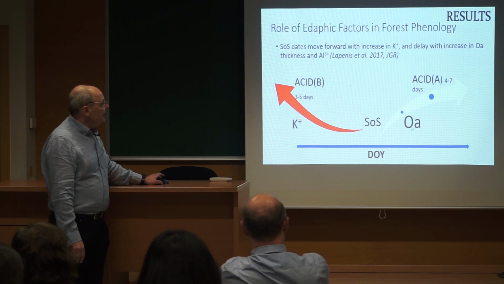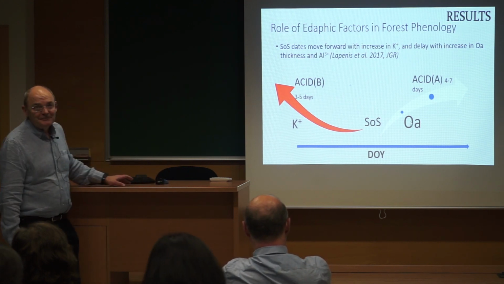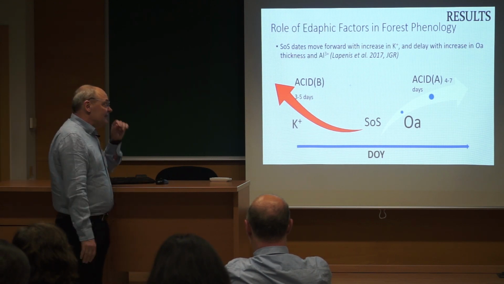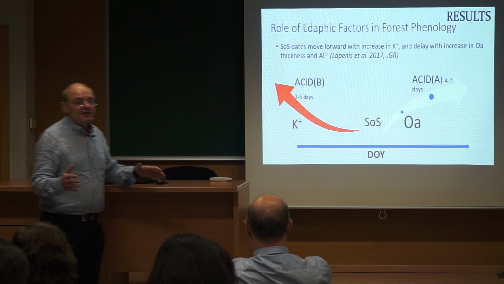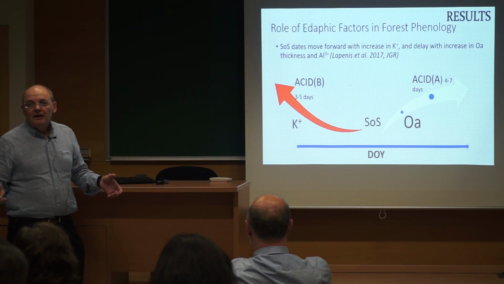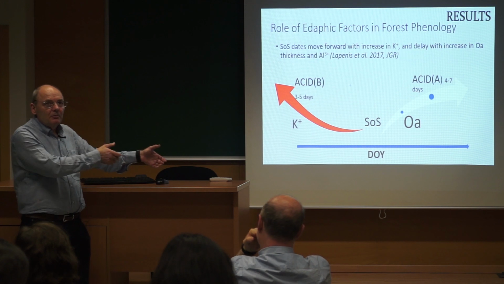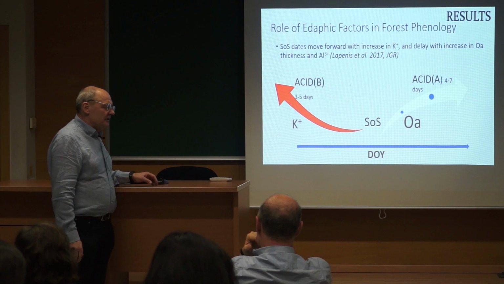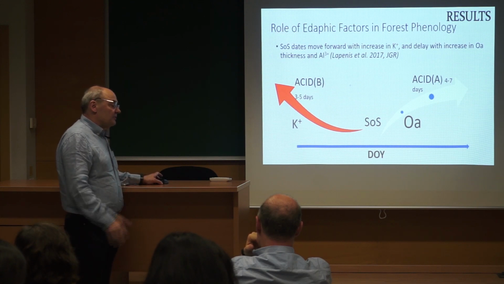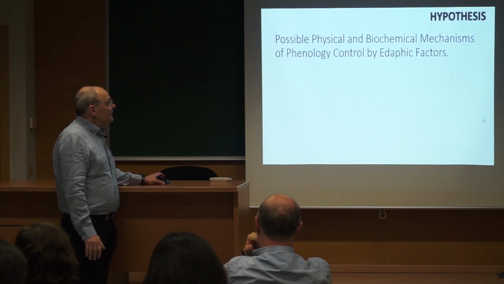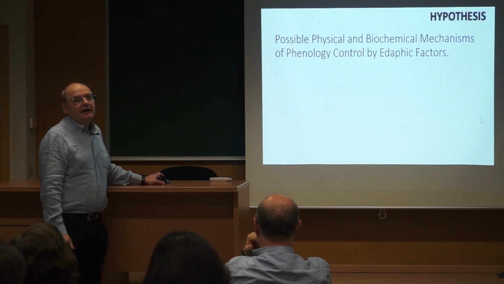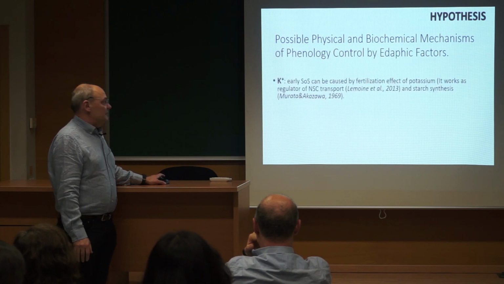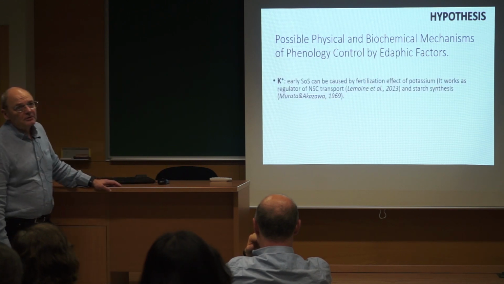We also found that the thickness of the forest floor delays the start of the season. So in watersheds where you have a thick forest floor, compared to a watershed under the same conditions nearby, the start of season will come late. So how to explain these findings? Here are three hypotheses which we put forward to explain them.